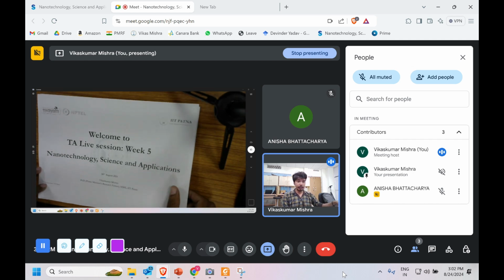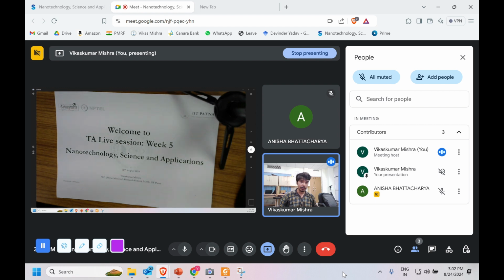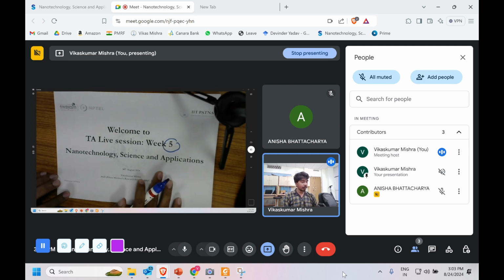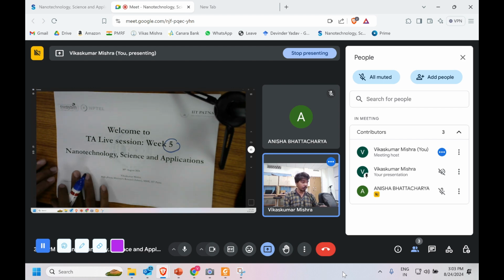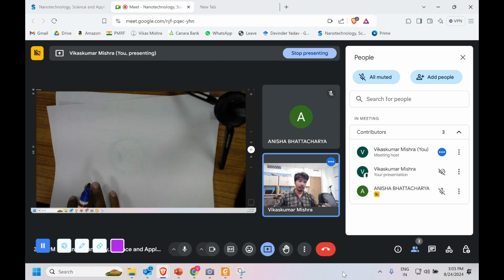Okay, so I think time is passing, so we can start with this particular week's doubt solving session. Right now we are in week 5, and we have discussed a lot of concepts, and now the time is to solve a few questions based on them. But before that, let's see the content, the subtopics that we have covered in this particular week.